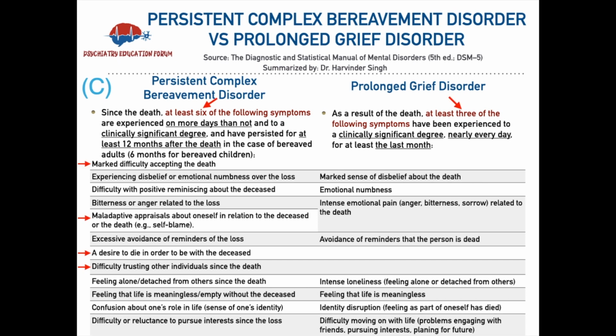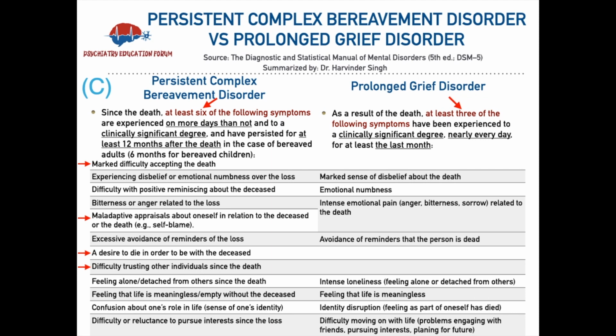So first you must have noticed that the number of symptoms are different. In PCBD, at least 6 of the following symptoms should be present, but in prolonged grief, only 3 of the following should be present. Total number of symptoms have gone down in prolonged grief disorder. And as you can see from the red marking for symptoms, following were not included: marked difficulty accepting the death, maladaptive appraisals about oneself in relation to the deceased or the death, primarily involving self-blame here, desire to die in order to be with the deceased.